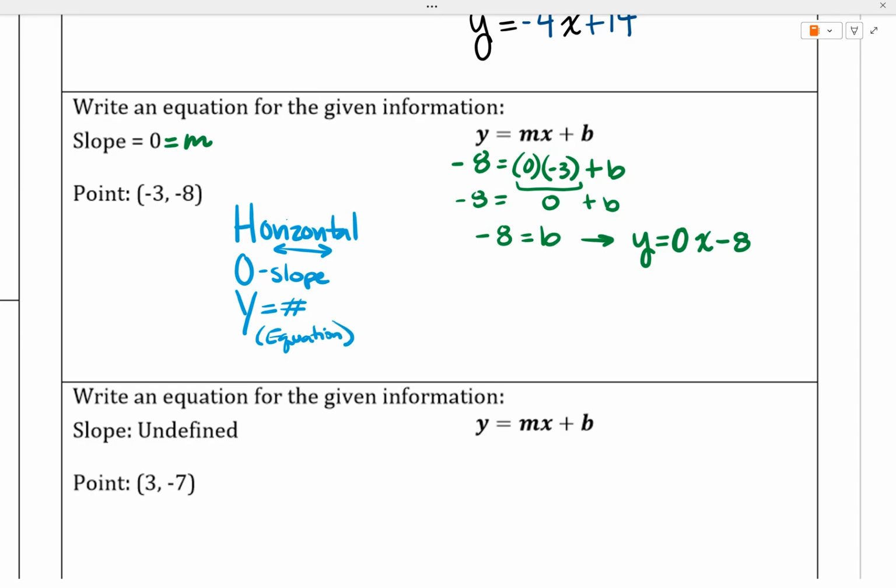And so that number, if we look at the equation that we wrote, y equals 0x minus 8, that 0x is just going to turn into 0. And this equation turns into y equals -8, which happens to be the y value of our coordinate. So really, if you have a slope of 0, your equation can just say y equals whatever the y value of the coordinate that we provide is. And that is the fastest way to write that equation.